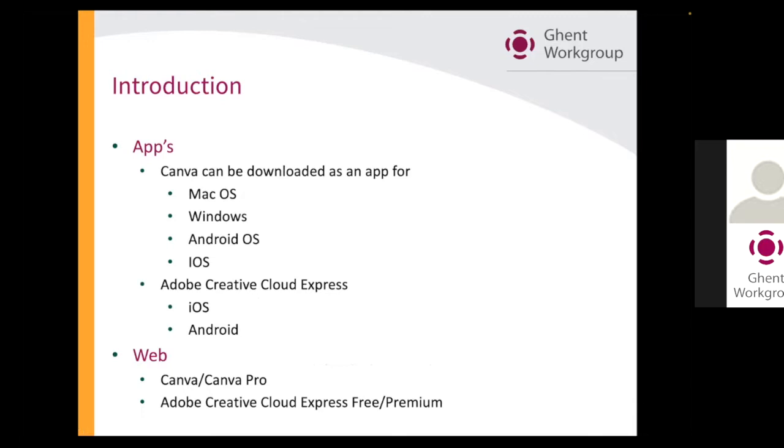What we do have as apps: you can download Canva as an app on your Mac, Windows, Android, and iOS system. For Adobe Creative Cloud, it's just iOS and Android. So you can't download it for your Mac or Windows system. You can only use it there through the web version, which I will show you for both systems. On the web, if you have a connection to the internet, you have the possibility to generate your files.